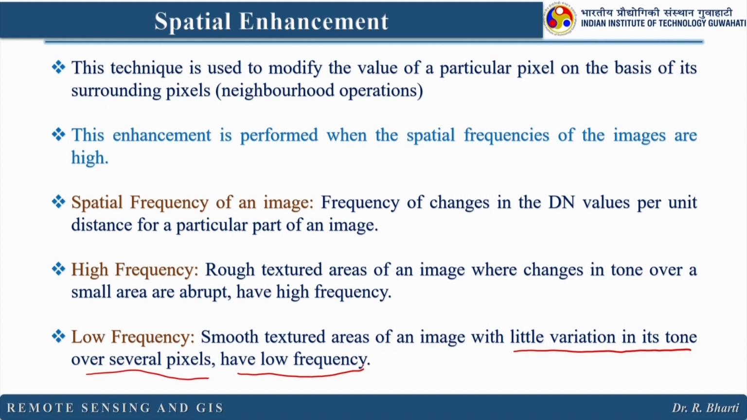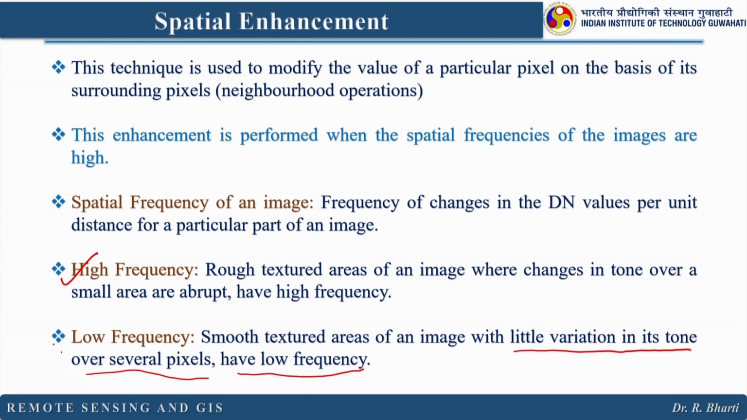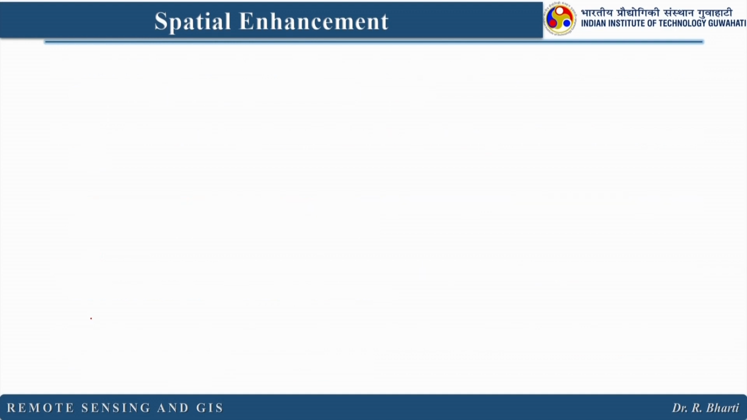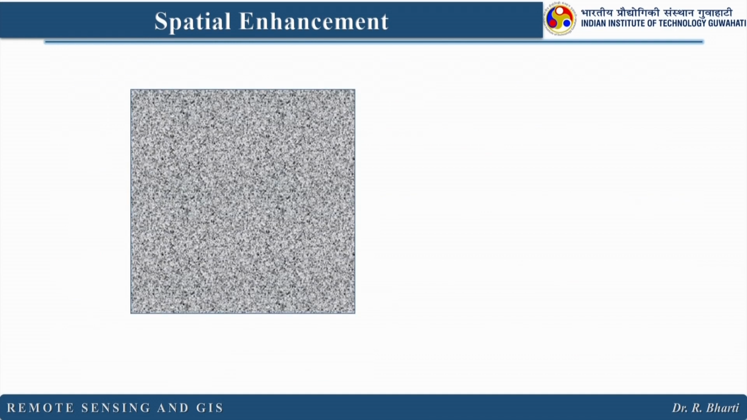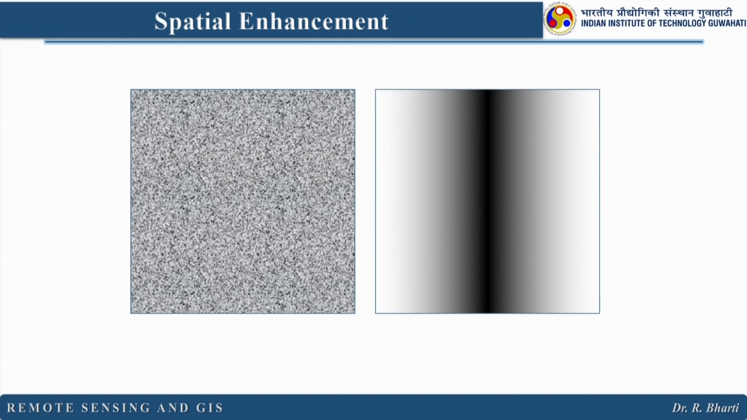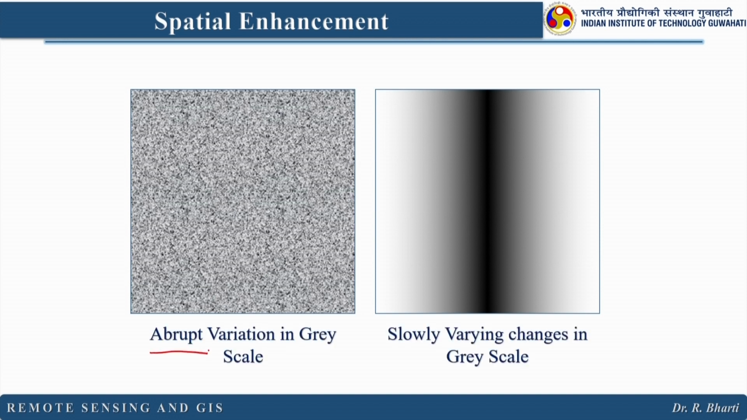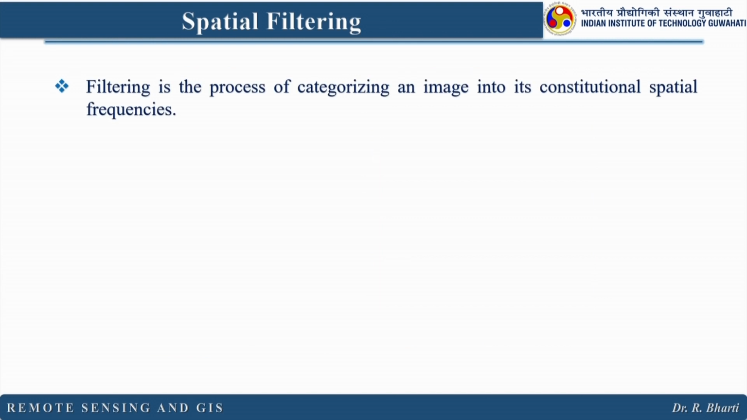This is actually classifying the image into 2 groups. First one is high frequency, another one is low frequency. Let us see some examples. So here this is one example where the tones are changing abruptly, and in the second case it is changing slowly, right? So which one will be the high frequency image? This one, right? And this will be the low frequency image. Is it clear?